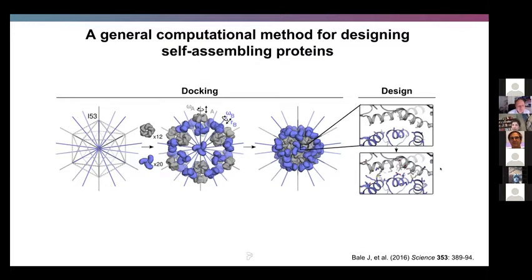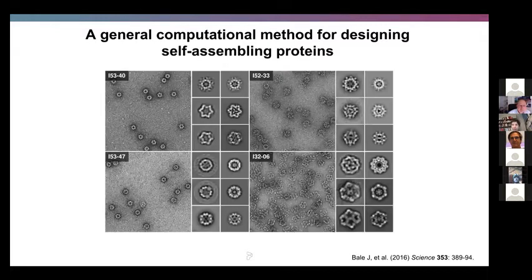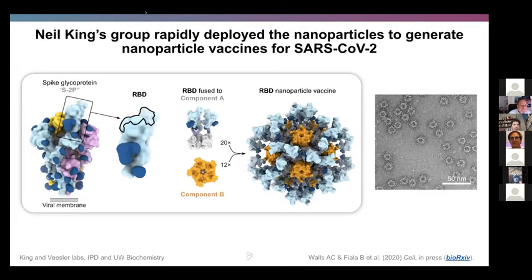And then basically we design interfaces between them, and then we make the proteins in the lab. And we can do this now very robustly. So the proteins come together and form these really beautiful icosahedral particles. My colleague Neil King at the Institute for Protein Design took the receptor binding domain of the spike protein and put it on the surface of one of these designed icosahedral nanoparticles. And that's shown here, these little bumpy particles.